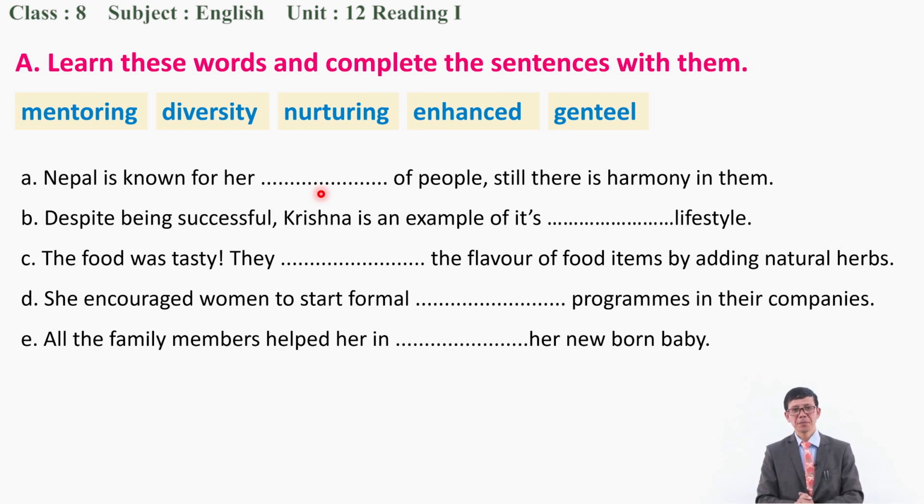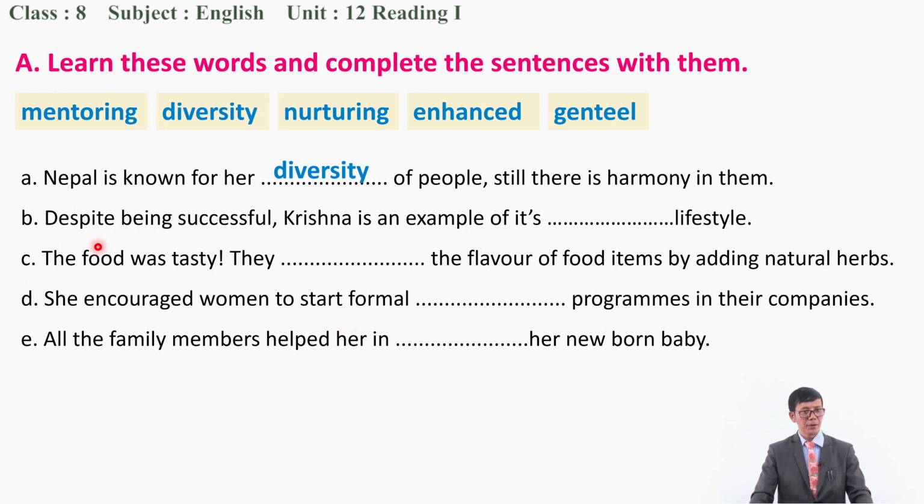Very good. Nepal is known for her. Yes, diversity of people. Still there is harmony in them, right? So you can guess here, diversity. All right, we have the people from different backgrounds. It's what we call diversity.